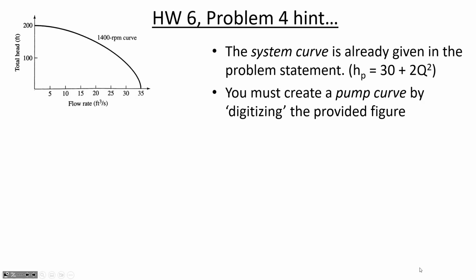On the assignment that's just posted on Blackboard, homework 6, there's a problem where instead of giving you an equation for the pump curve, I give you a figure. The system curve is an equation, but what you're going to need to do is create an equation for the pump curve given the image that's provided so that you can solve for Q. So in other words, you're going to have to digitize this figure.